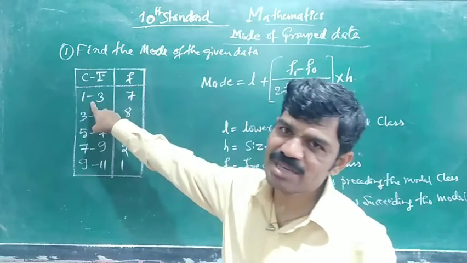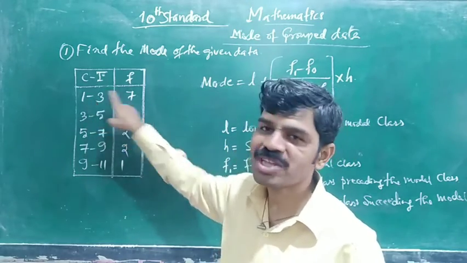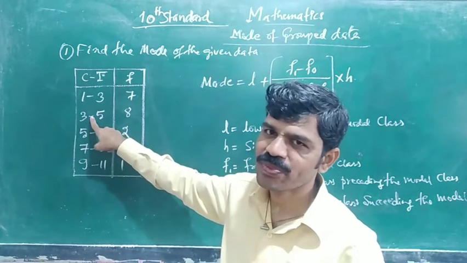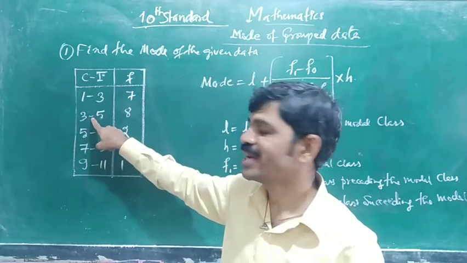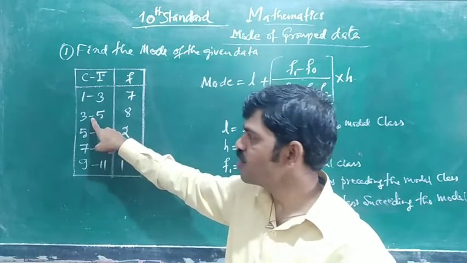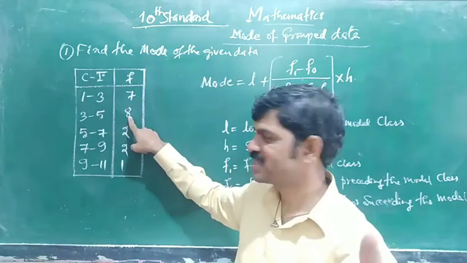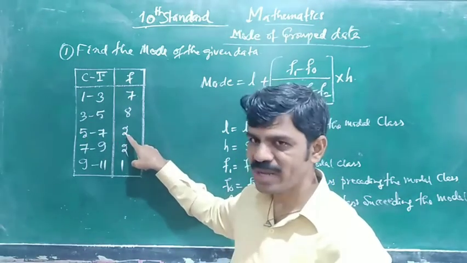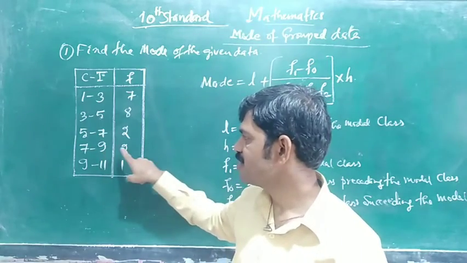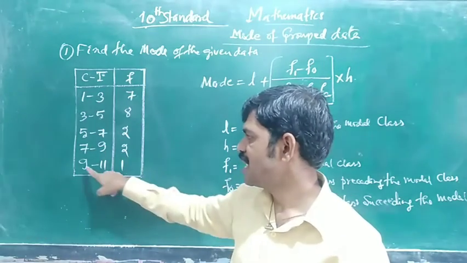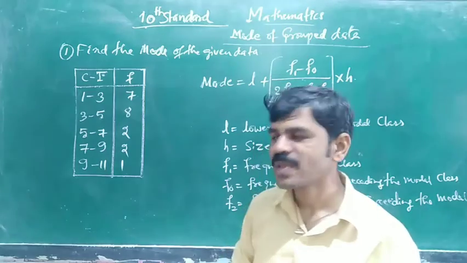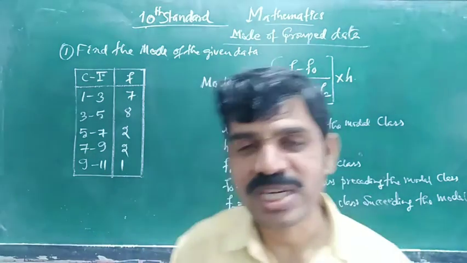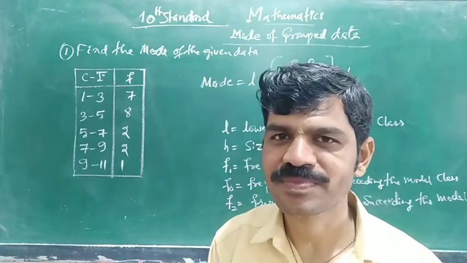Let us say for example 2 is repeated 7 times. Let us say this is 4, 3, 4, 5. Let us say one number 4 is repeated 8 times. And let us say number 5 is repeated 2 times. Number 9 is repeated 2 times, and 10 is repeated one time, like this.